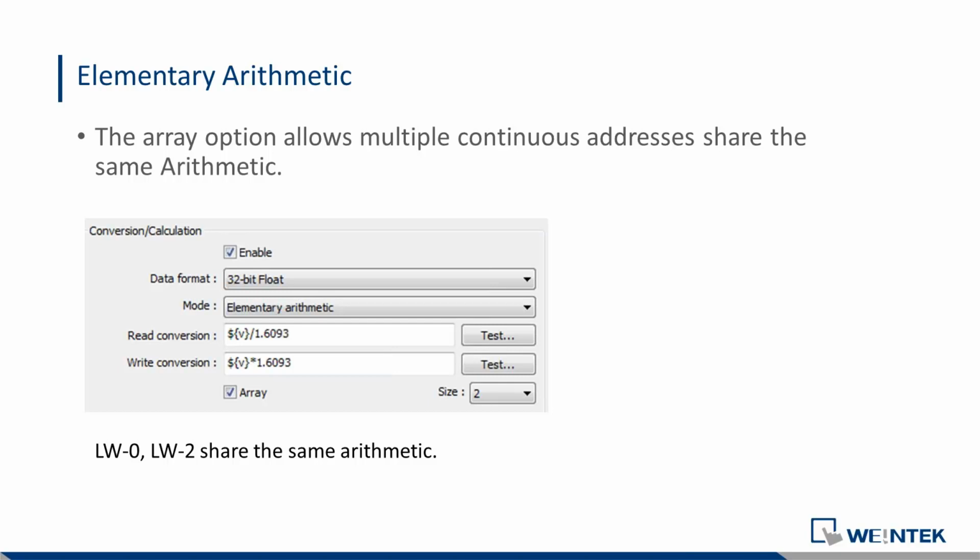What if I want more addresses to also share this conversion? So here I can enable the array option. If I have enabled the array option here with size 2, which means that LW0 and LW2 will share the same conversion together.